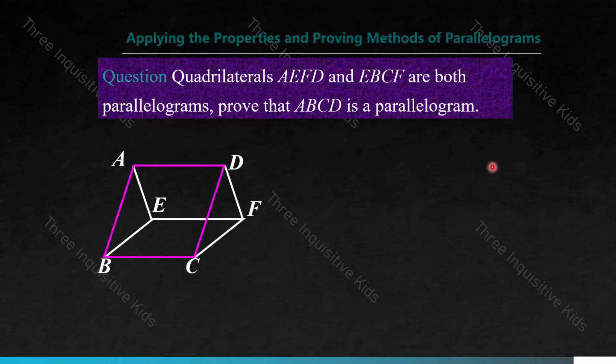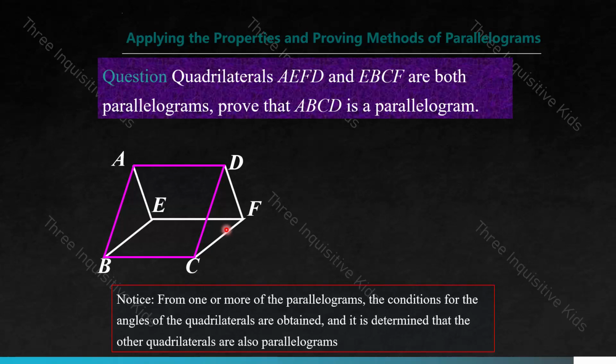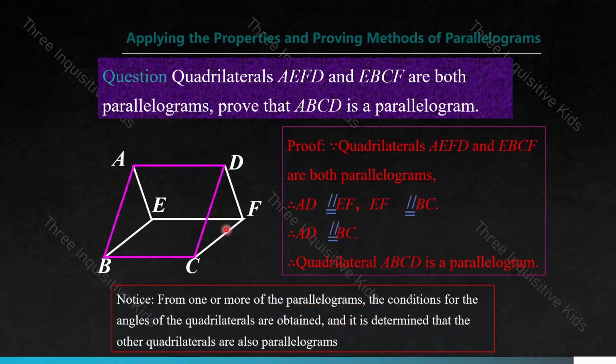Applying the properties and proving methods of parallelograms. Quadrilaterals AEFD and EBCF are both parallelograms. So can you please prove that ABCD is a parallelogram? From one or more of the parallelograms, the conditions for the angles of the quadrilaterals are obtained, and it is determined that other quadrilaterals are also parallelograms. So here would be our proof. Quadrilaterals AEFD and EBCF are both parallelograms. So AD is parallel to EF, EF is parallel to BC, and AD is parallel to BC. So quadrilateral ABCD is a parallelogram.